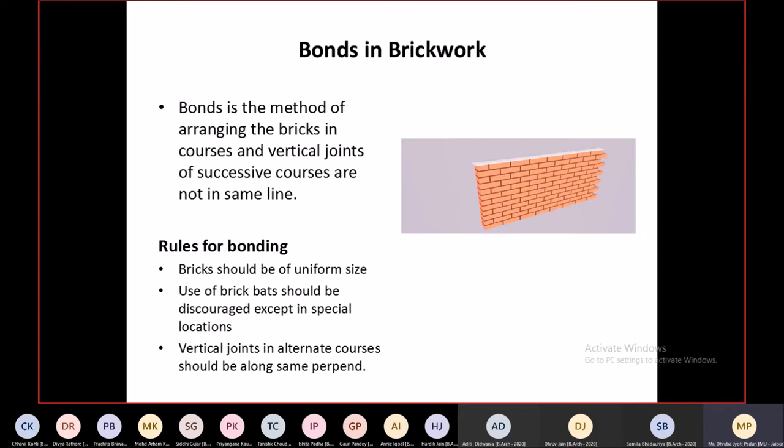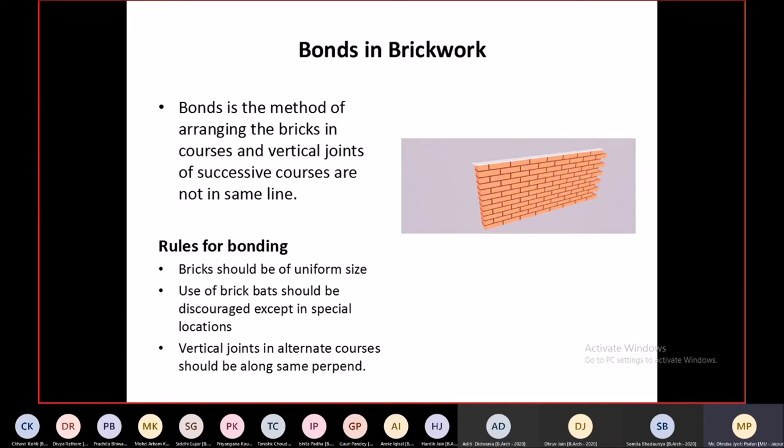Then use of brick bats should be discouraged except in special locations. Use of these brick bats or closers is always discouraged in a normal wall, unless we are working on a joint like the L joint, the T joint, or in different corner parts. We should not use those bats. Even if you look at this particular image, there is no evidence of using bats or closers, right? So it is always discouraged to use brick bats or brick closers. I hope you know the difference between a brick bat and a brick closer. Any doubt regarding that? Okay, I hope there is no doubt.